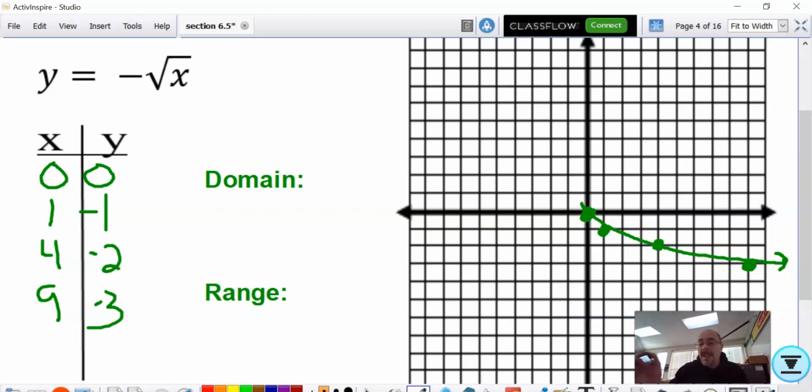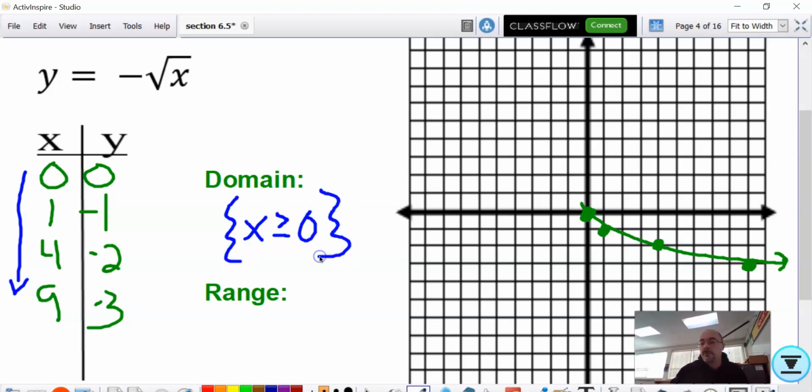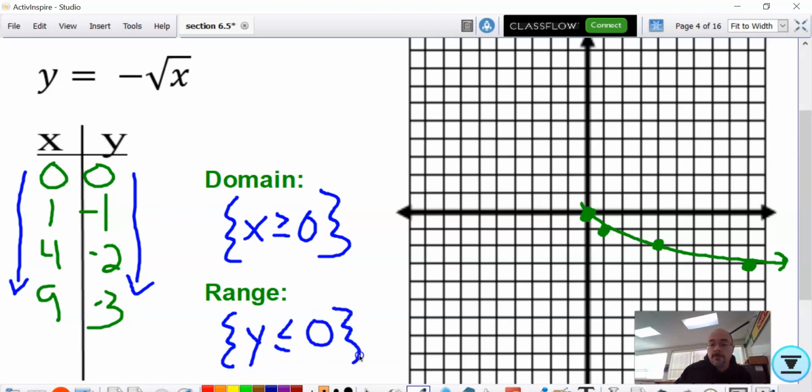So the domain did not change, did it? The x values, if you look, are still getting larger. So x is greater than or equal to 0. However, if you look at the y values, they're getting smaller. So that means the range is now y is less than or equal to 0.